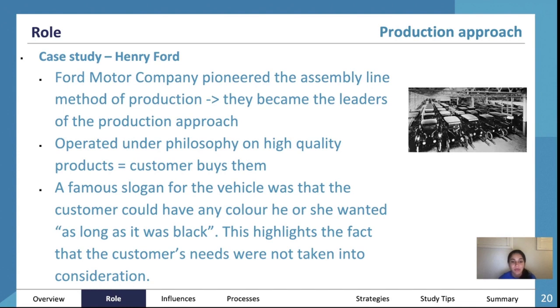And the famous slogan for the vehicle was that the customer could have any color he or she wanted as long as it was black. So you could have any Ford you want as long as it's black. All that shows, with the sarcasm and the irony there, is that the customer's needs weren't taken into consideration. They just knew that customers would buy them because the demand was always exceeding, and they didn't really care at all for their needs or wants. So that's the most important thing. It's got nothing to do with the customers, nothing to do with marketing. It's purely on production, hence why it's called a production approach.